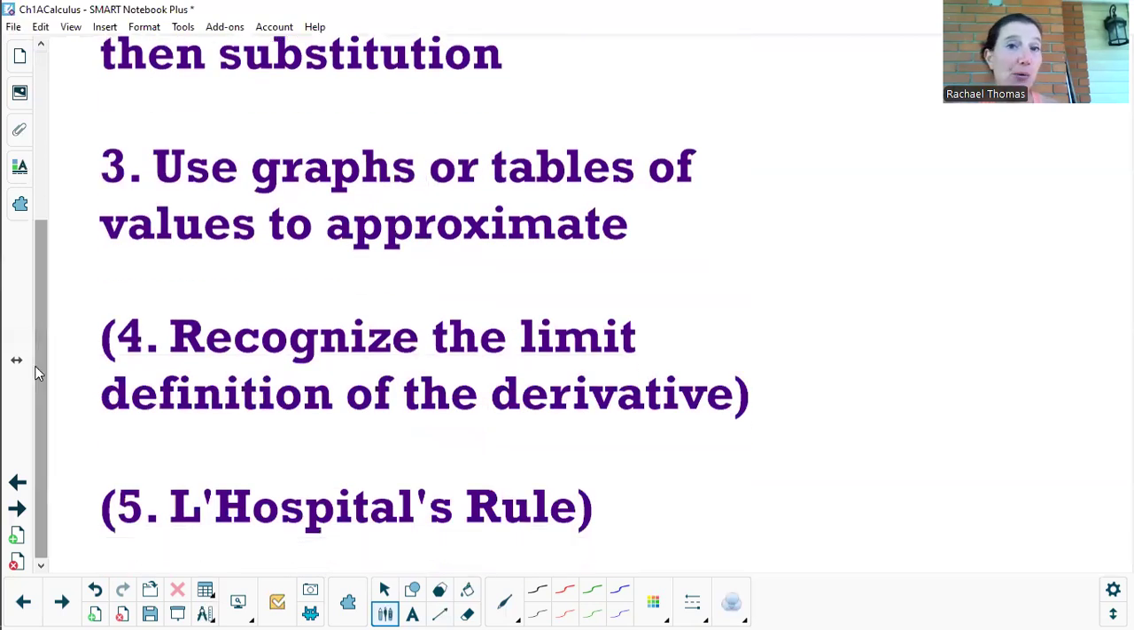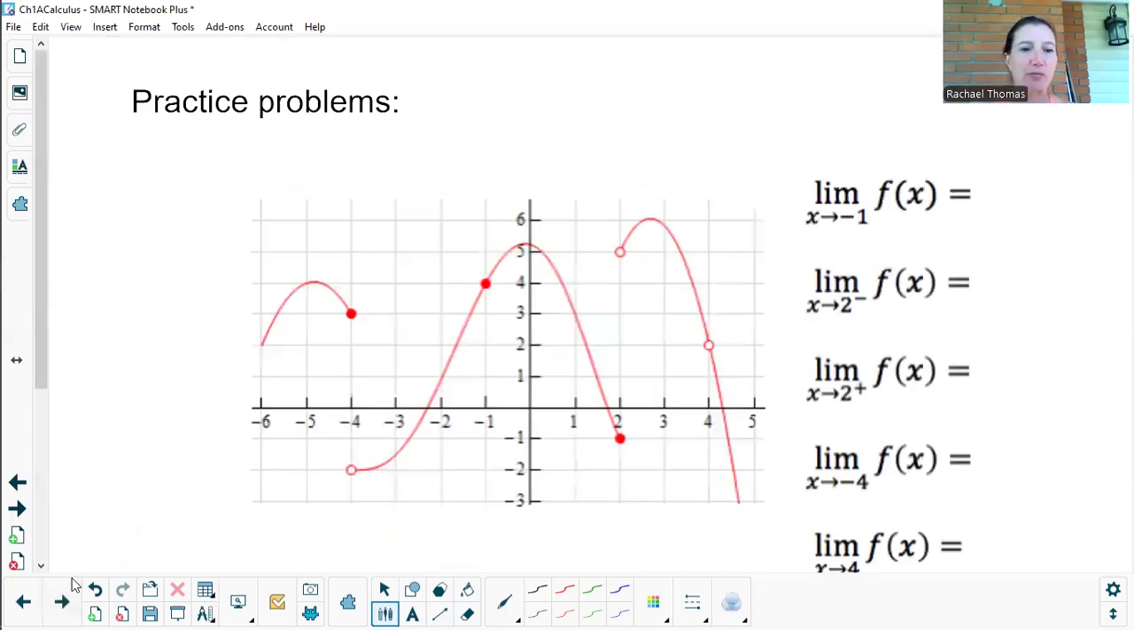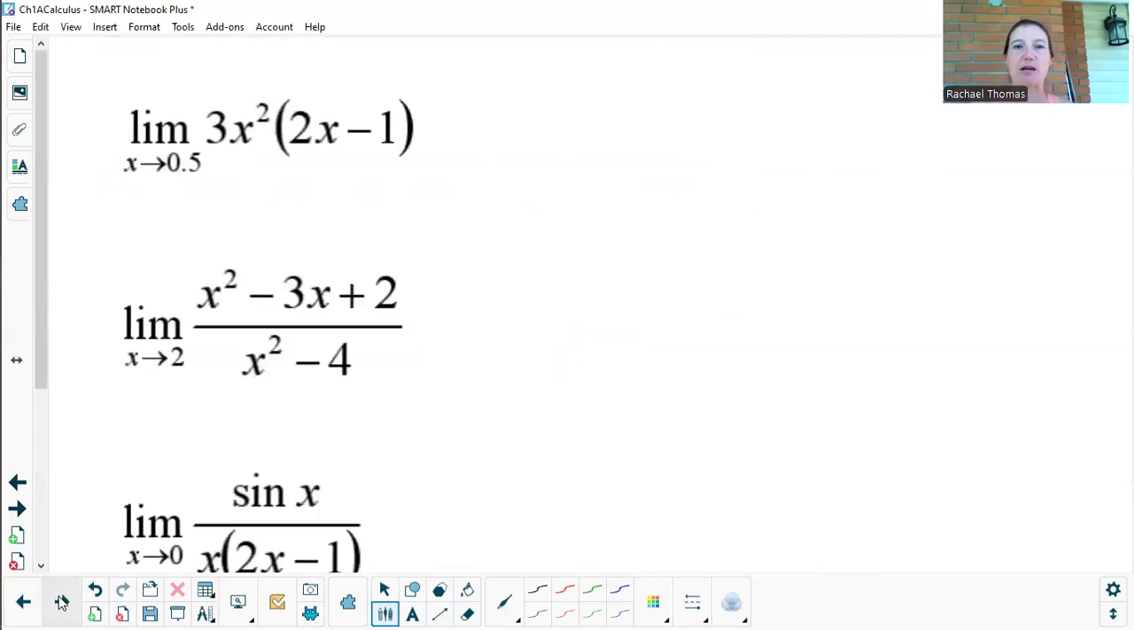Now, the further you go in calculus, you might also want to consider that you're being asked to recognize the limit definition of the derivative or use L'Hopital's rule. We're not going to address those in this video, but I wanted to make you aware that those are other things that might come up later in calculus.